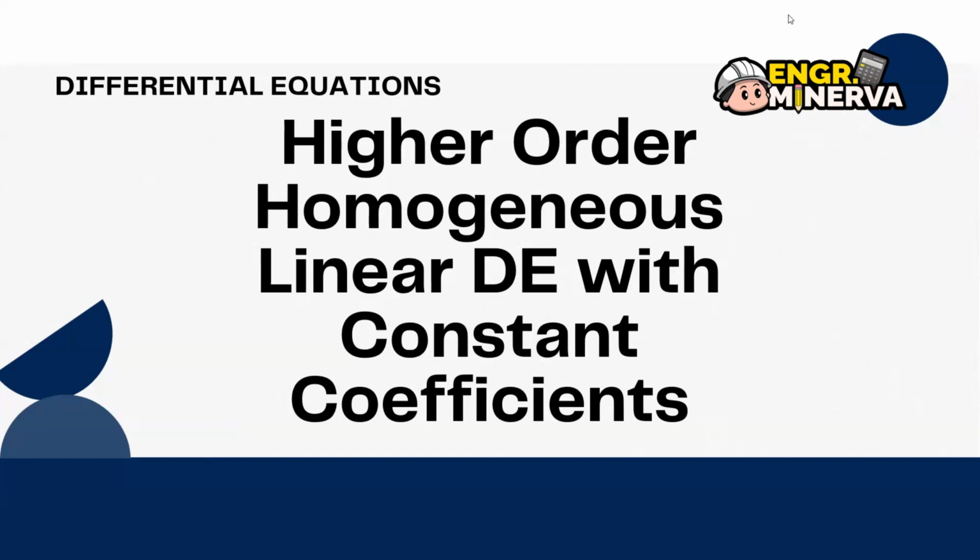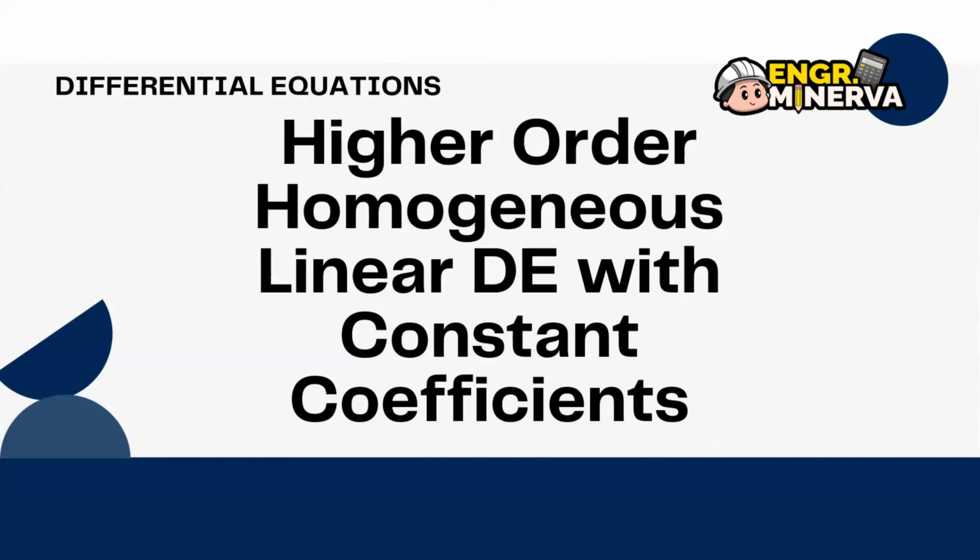Today we will be discussing higher order homogeneous linear DE with constant coefficients. So we are now solving general solutions for higher order DE. When we say higher order, it means you have derivatives of more than one as its order. It contains second derivatives and higher than that.